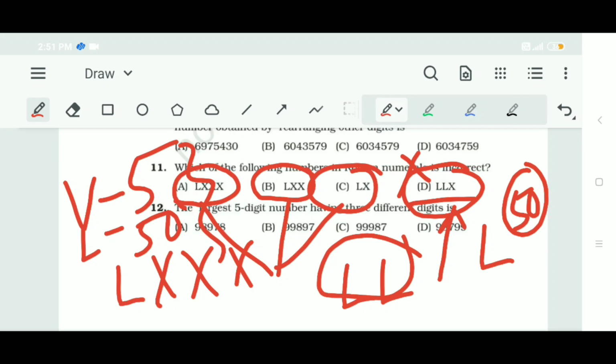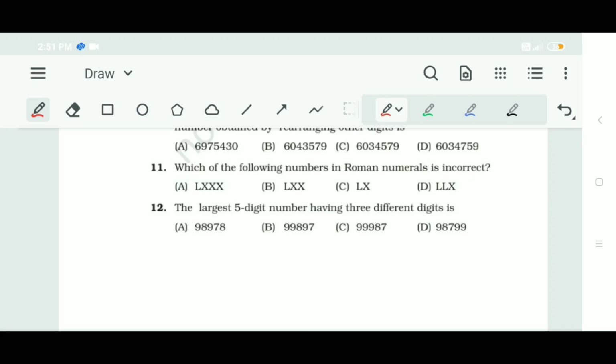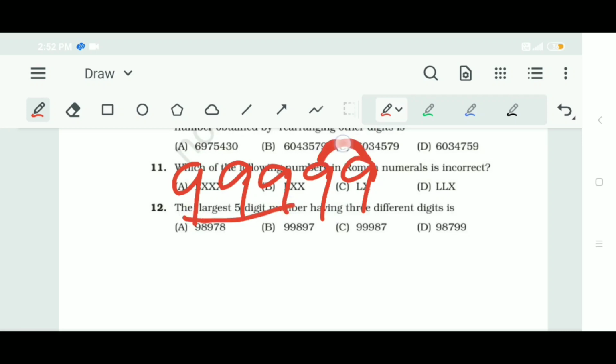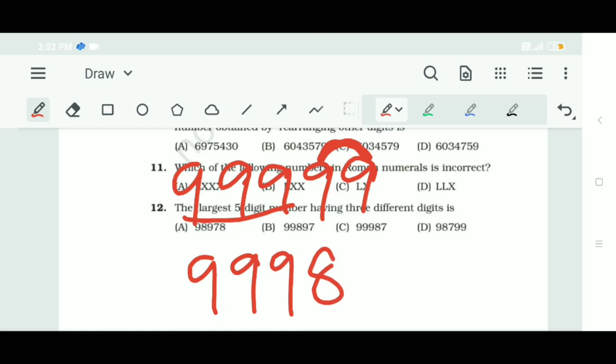Let's do the next one. In question number 12, it is written, the largest 5-digit number having 3 different digits. So the largest 5-digit number is 5 nines, means 99,999. And here it is written that you can use 3 different digits. Here already we have got 9. So we can just change these last 2 digits so that we can get 3 different digits. So let's write 999, then the largest number after 9 is coming 8, then the largest number after 8 is coming 7. So option C is the correct answer.